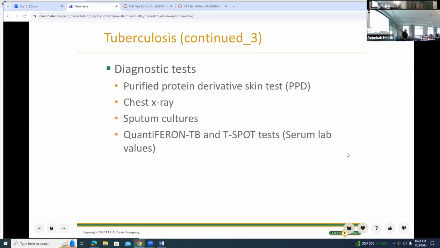So we talk about the PPD test. Sometimes they'll do a chest x-ray, right? If PPD comes back positive, they want to do a chest x-ray to make sure there's not an active infection happening. They might do a sputum culture. Really, the gold standard is the QuantiFERON and the T-SPOT test. A lot of times with a school, they're mandated to do that. So the PPD, it's up to you.